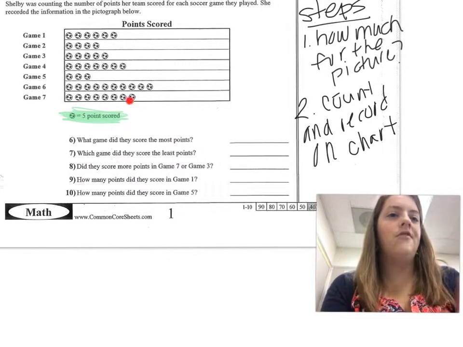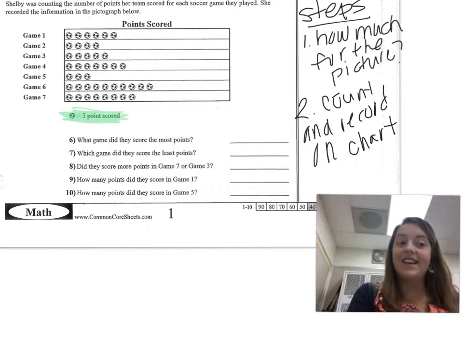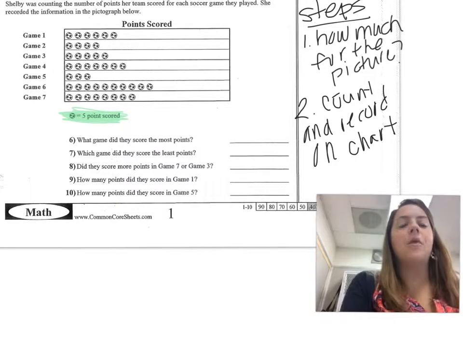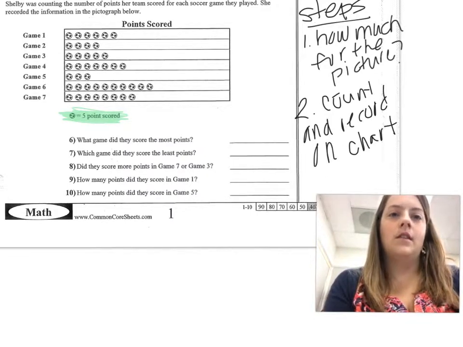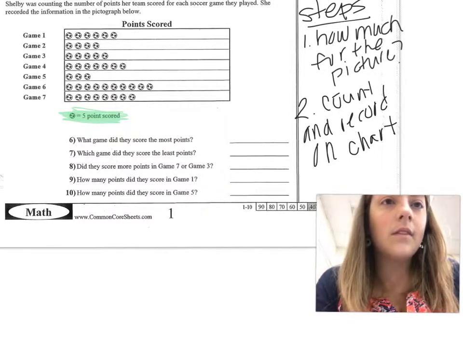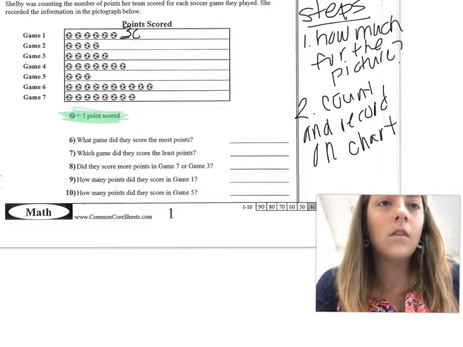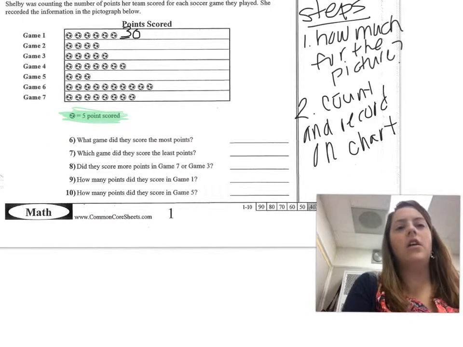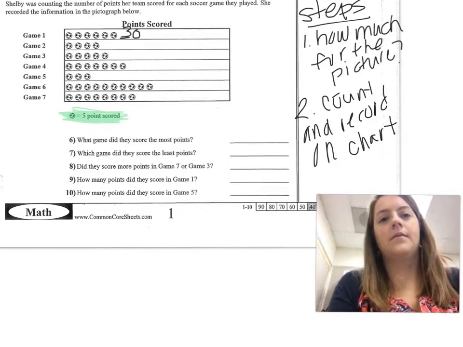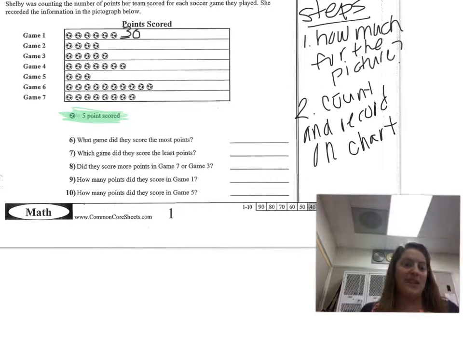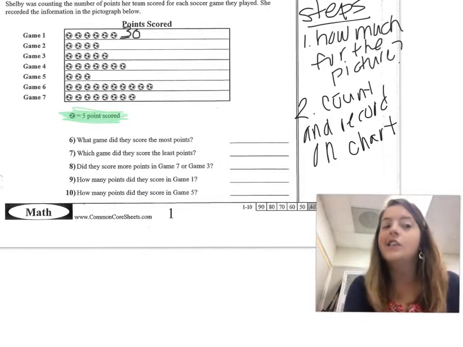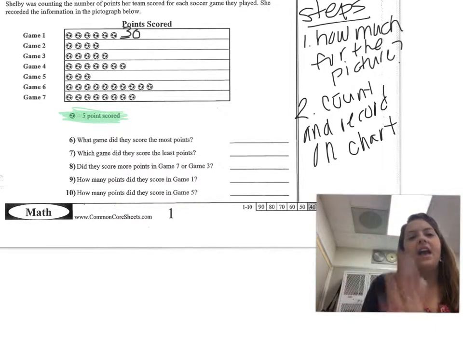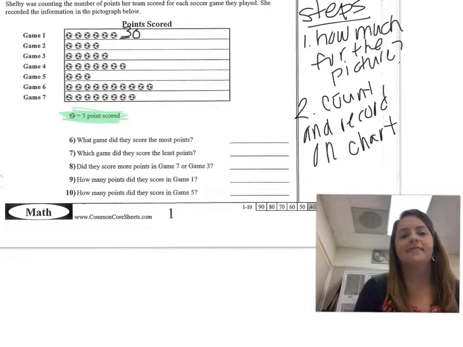Friends, this one's worth 5. Every pictograph has a different value, so you have to watch that. This is 5, so I'm going to count by 5s. 5, 10, 15, 20, 25, 30, okay? You need to do that for all, and then you need to answer all the questions. As always, the instructions are at the end of every page: you're going to stop and ask an adult to check. Okay, good luck.